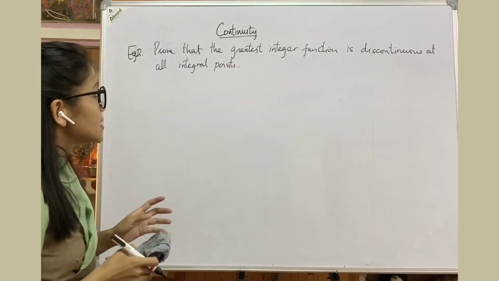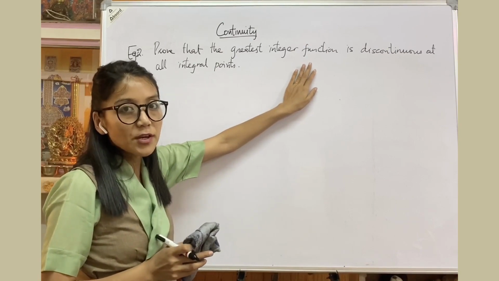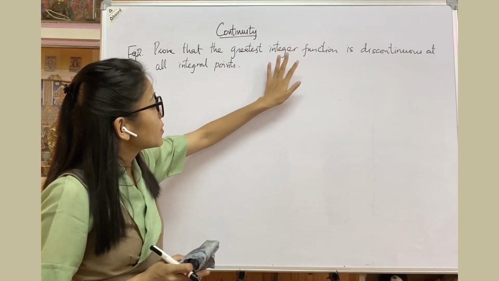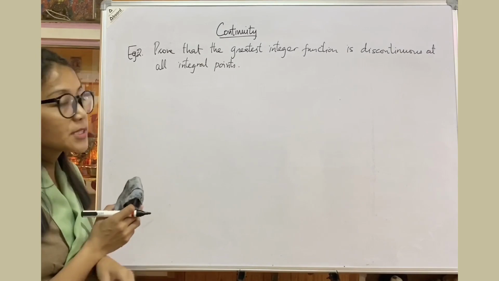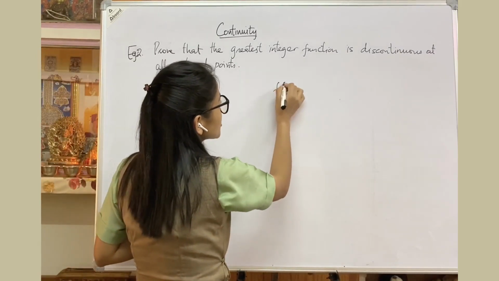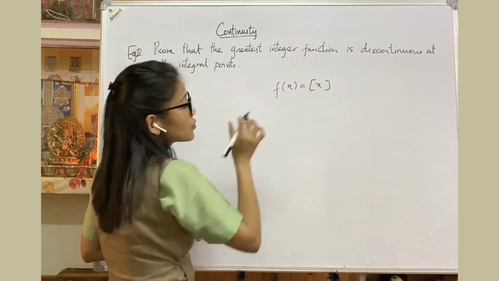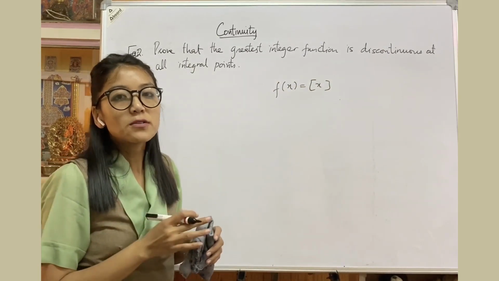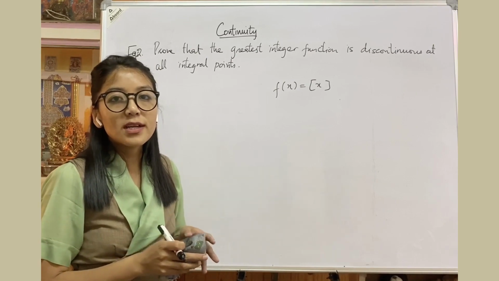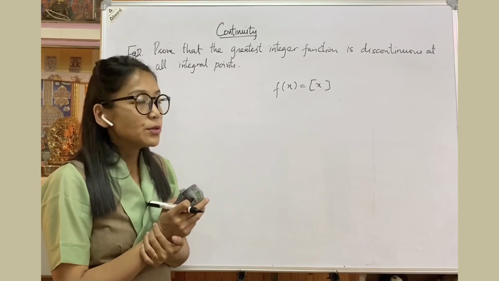Prove that the greatest integer function is discontinuous at all integral points. Now you are familiar with the greatest integer function. How do we write it? We write f of x equals, this is the notation we use for the greatest integer function. This function was introduced to you in class 11.